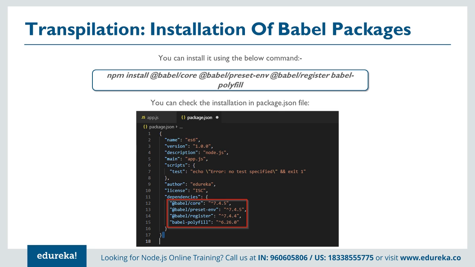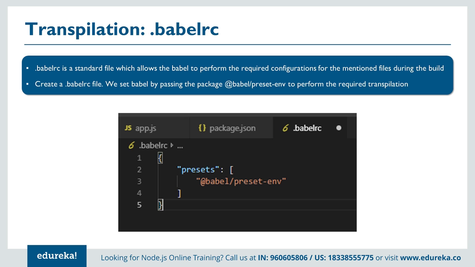Very famous package. You can install it using the command npm install and then name all the Babel modules, space separated. You can check the installation in the package.json file. Once it is installed, you can see that in the list of dependencies we have all the packages listed. Once that is done, you can create a Babel RC file. The file does not have a name but only an extension, .babelrc. That's what the file name is. It's a standard file which allows Babel to perform the required configurations for the mentioned files during the build.